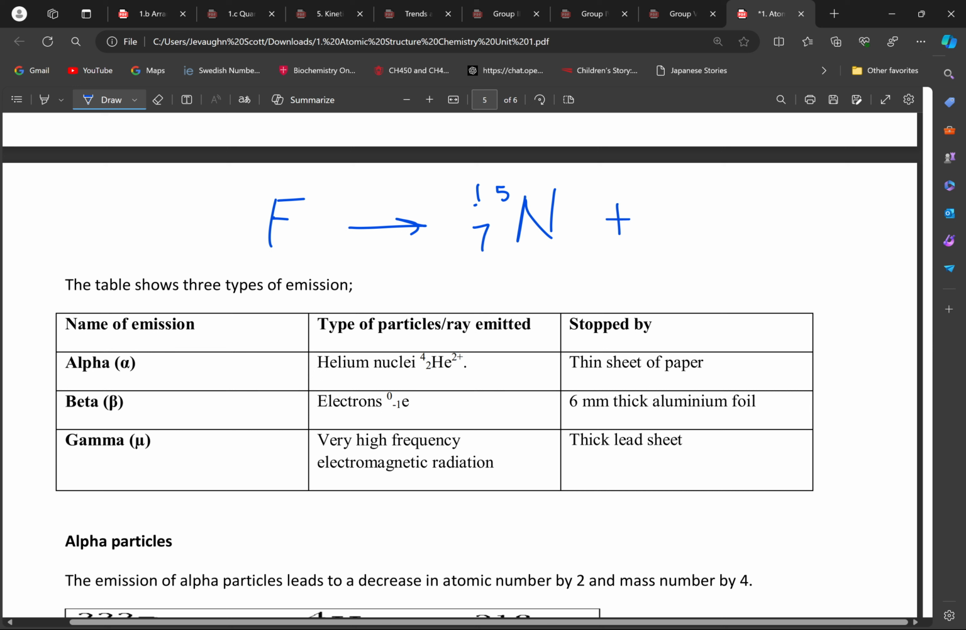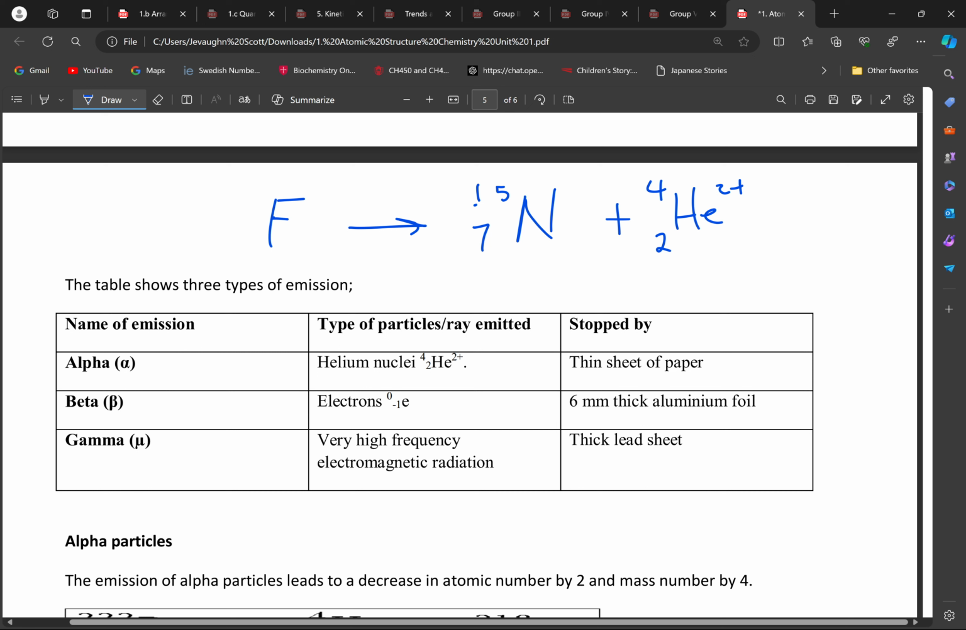And then we will actually add our helium nucleus. That would be it, showing the alpha decay of fluorine. Alpha particles are generally weak and stopped by a thin sheet of paper.